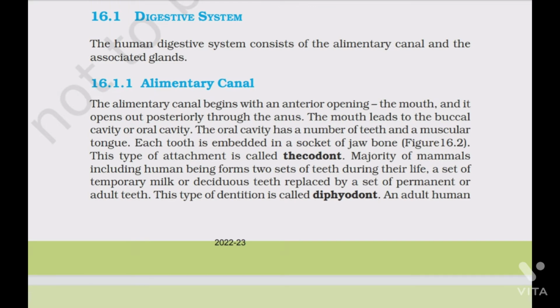16.1 Digestive system. The human digestive system consists of the alimentary canal and the associated glands. 16.1.1 Alimentary canal. The alimentary canal begins with an anterior opening, the mouth, and it opens out posteriorly through the anus. The mouth leads to a buccal cavity or oral cavity. The oral cavity has a number of teeth and a muscular tongue. Each tooth is embedded in a socket of jawbone.